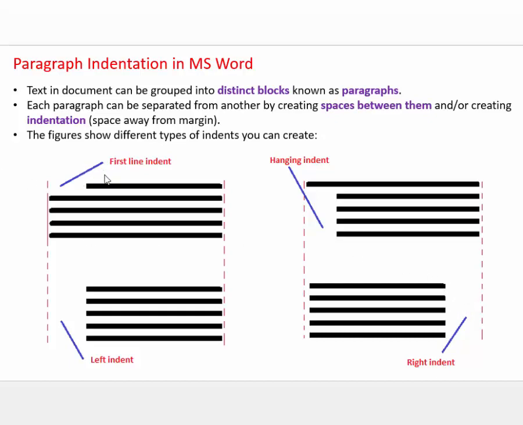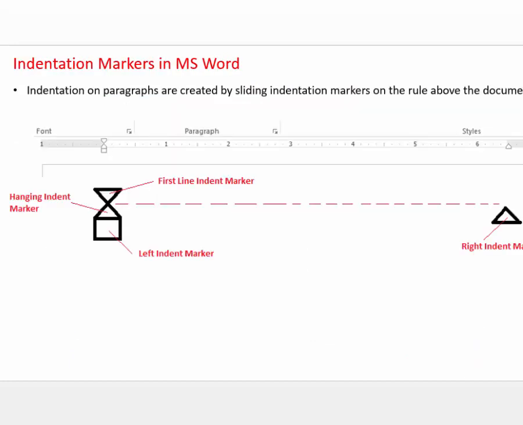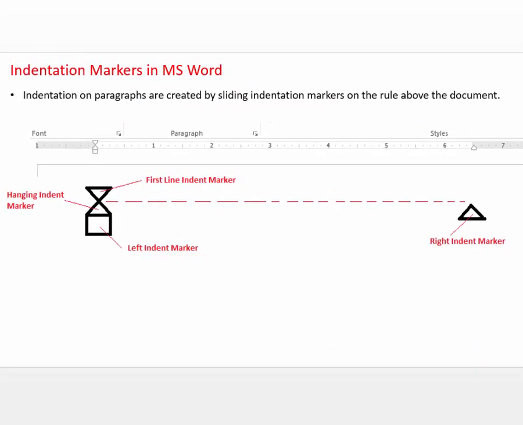Now, when you open MS Word, you will see a ruler, and if that ruler is not visible, if you go to the View tab, then you will see a checkbox for the ruler. When you check it, the ruler will appear. When the ruler appears, there is what we call indent markers. The indentation markers will be there on the ruler.